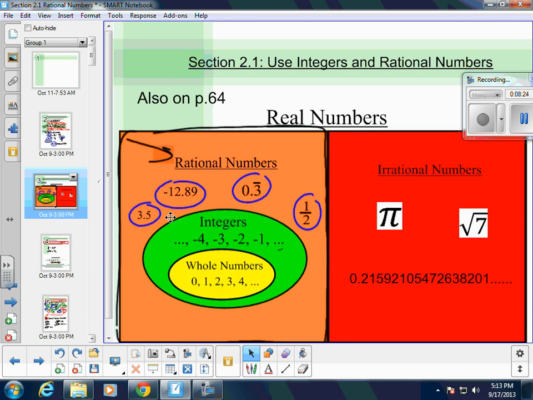So again, each set just adds a little bit more. Each set gets a little bigger. But the other sets are still inside or contained in that category as well.